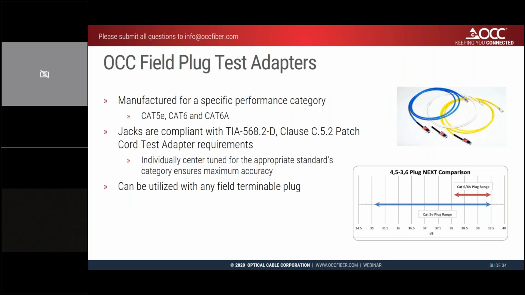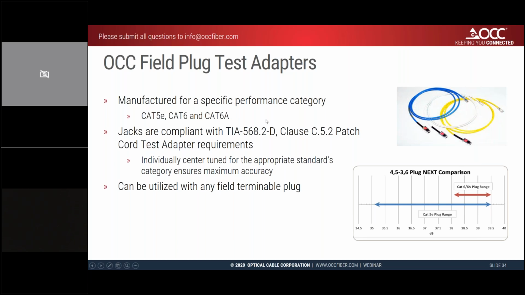So I'm going to tell you now about the OCC field plug test adapters. These are manufactured for a specific performance category. They're available in Cat 5e, Cat 6, and Cat 6a flavors. The thing is, if you're testing a Category 6A NPTL, you really have to use a Category 6A test adapter, okay? And the same with Cat 5e. If you're testing Cat 5e, you really need to have a Cat 5e field plug test adapter.